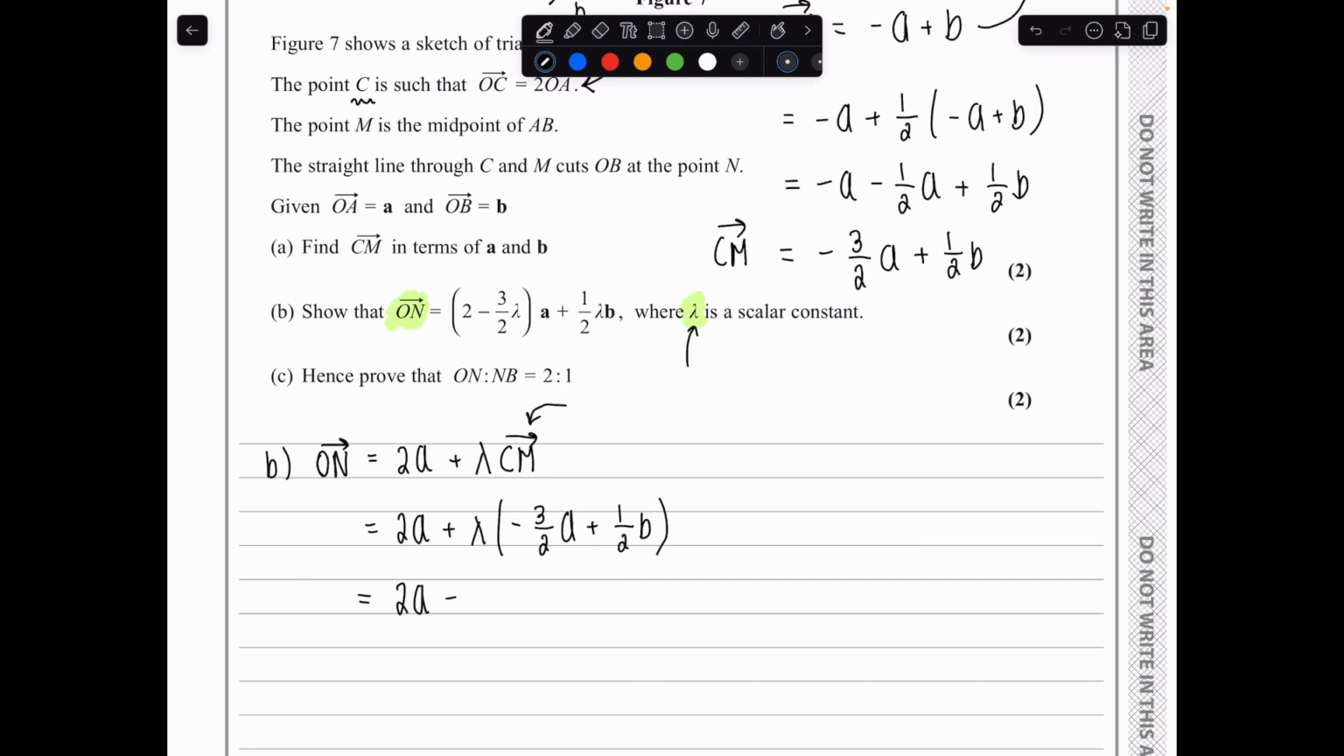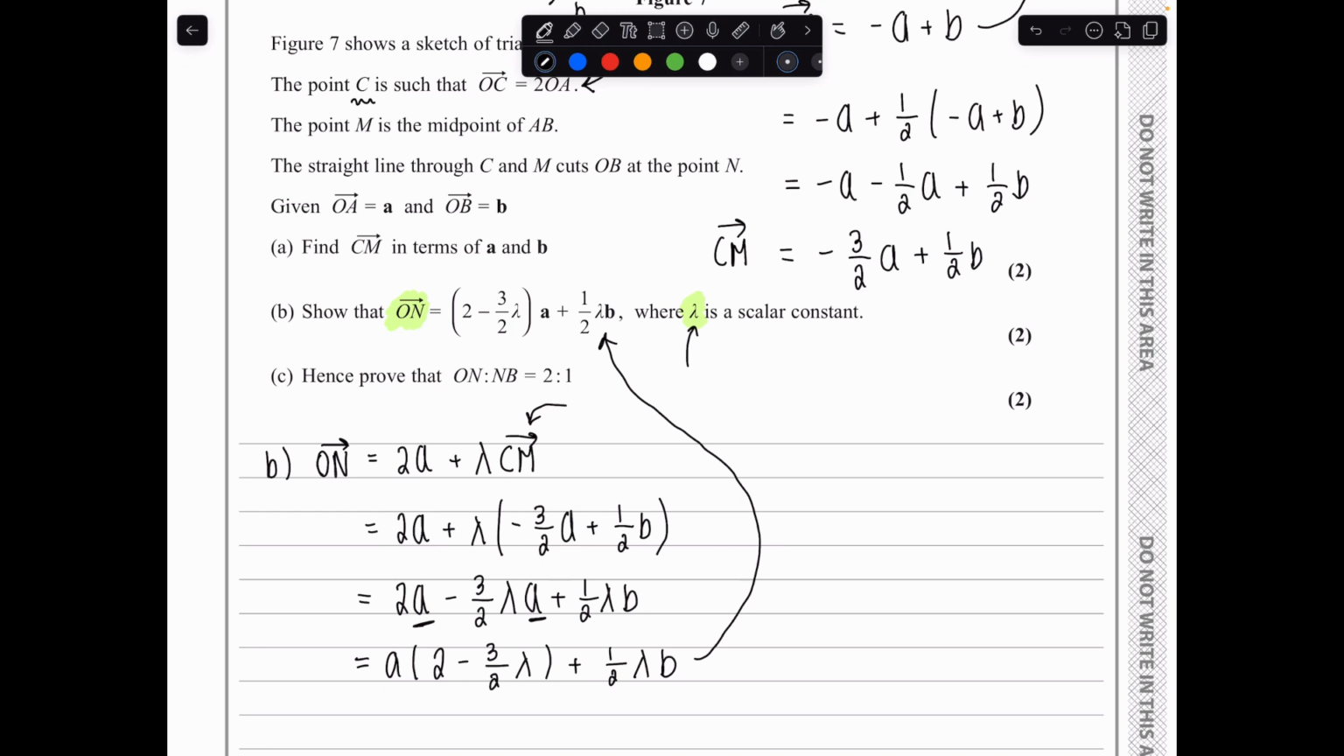So we have 2A, then we have minus 3 over 2 λ lots of A. Then we have plus a half our scalar multiple, lots of B. Now here, let's see if we have any sort of common variables. 2 of our terms have A in them, so we can take a factor of A out. Then we're left with 2 minus 3 over 2 lots of our scalar multiple, then we're going to add half lots of our scalar multiple, B. Now, is that exactly what we wanted to show? It is, isn't it? So that would be part B all done.